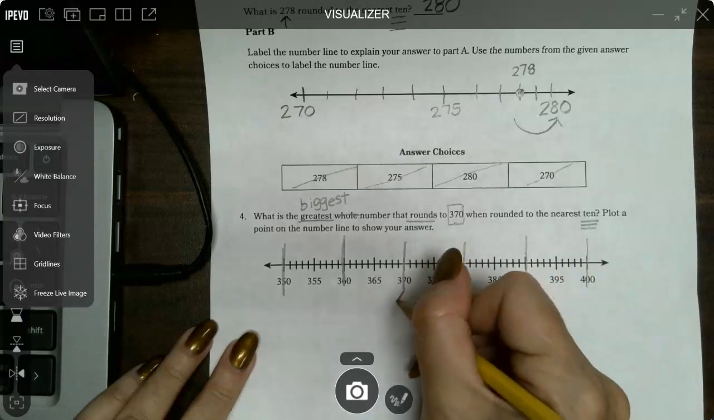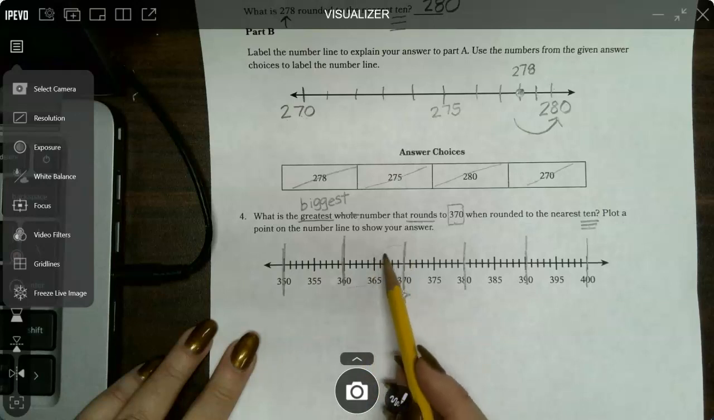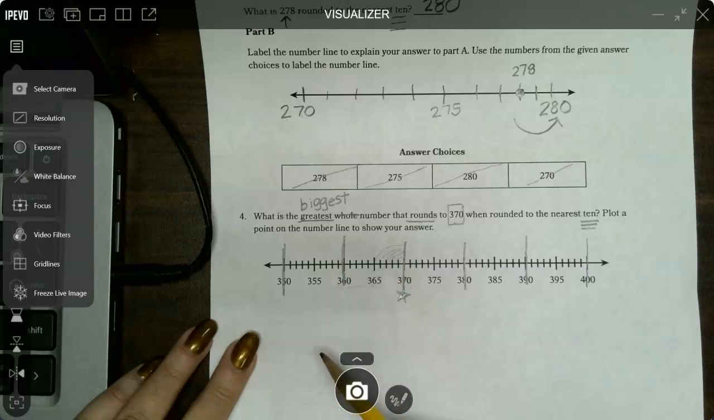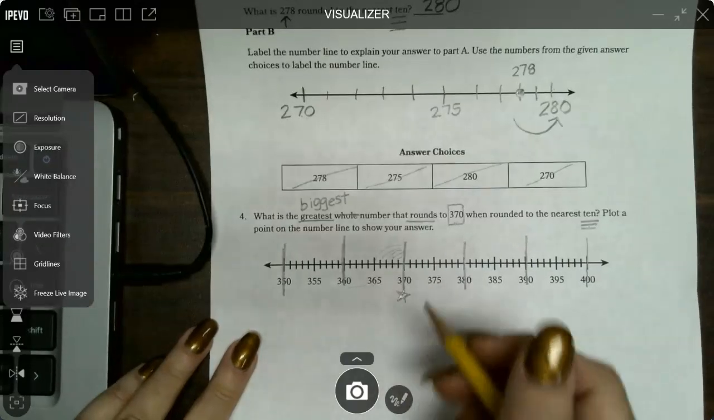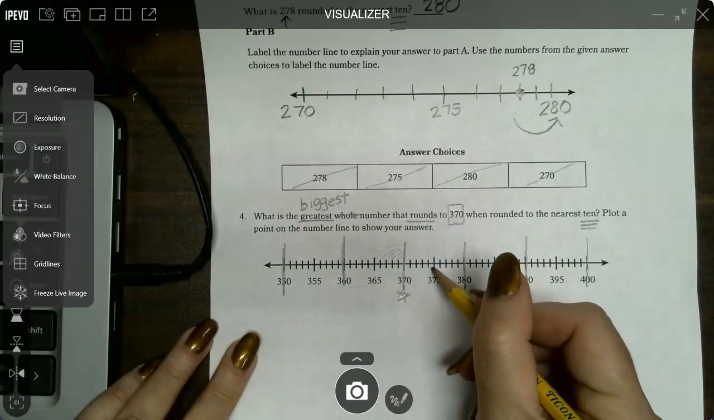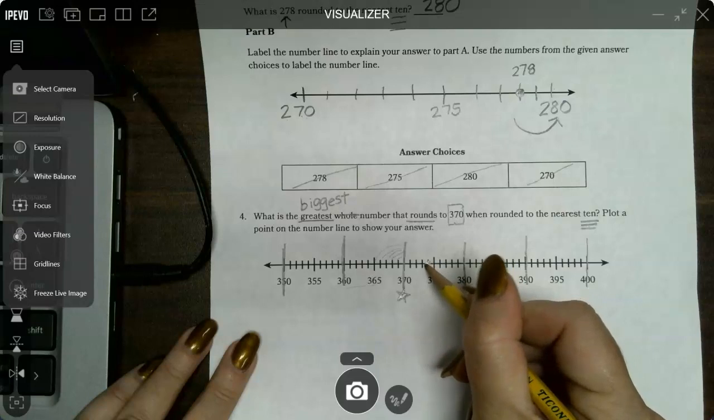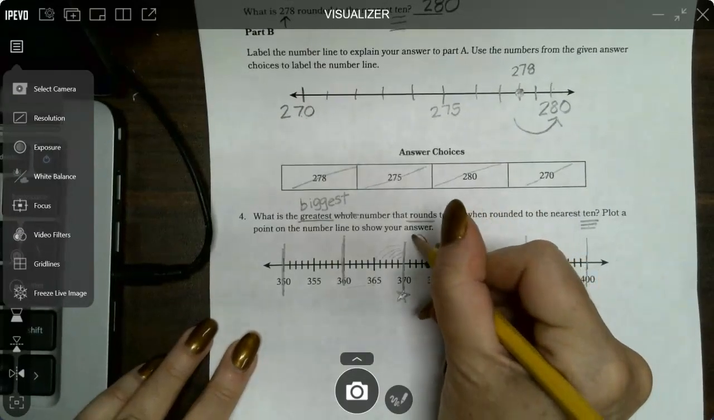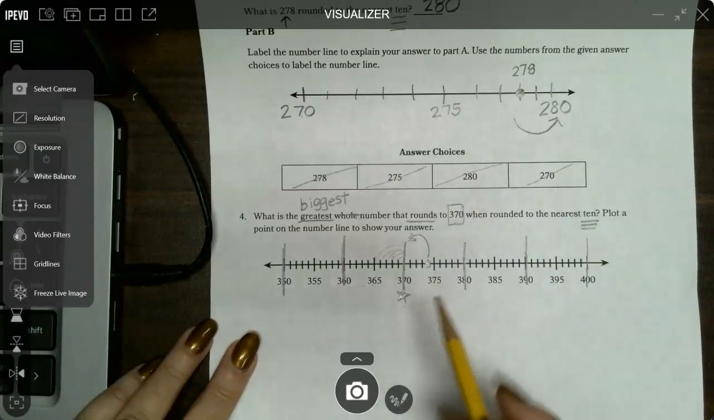Then we're going to locate where 370 lives on the number line. There's 370. I need to think about numbers that would round to 370. I know once I get to the halfway mark, those numbers will round up to 370. But I also need to consider on this side of 370, the numbers before the halfway mark will round down to 370. Once I get to the halfway mark, it will not round down to 370, it will round up. So looking, this would be the largest number or the greatest number that would still round to 370. So I need to figure out what number that is.